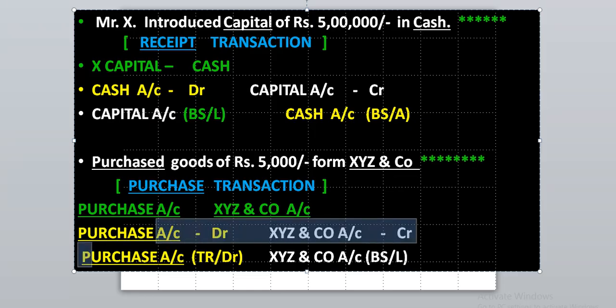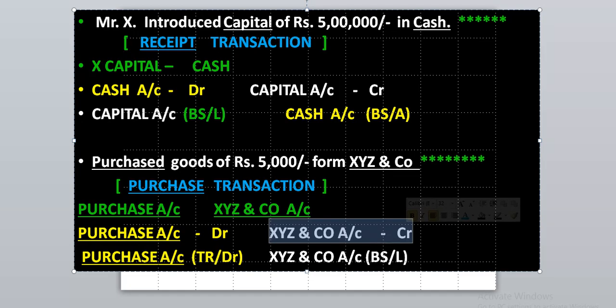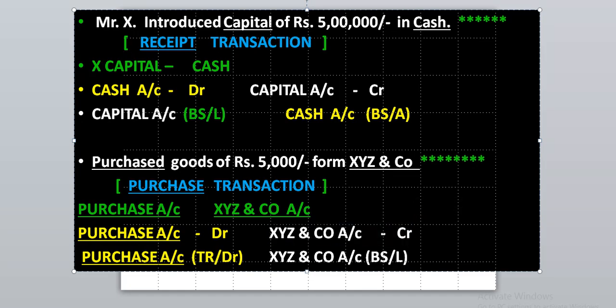So purchase account will be debited and XYZ and company will be credited. And the last and very important dimension of this particular transaction is the purchase account, where this purchase account is found in the financial statements. Where can we find the purchase account? The purchase account can be found in the trading account.